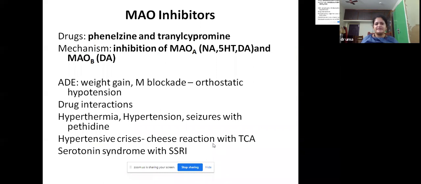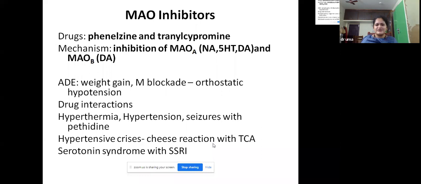And MAO inhibitors, the drugs phenelzine and tranylcypromine, inhibit both MAO-A and MAO-B. MAO-B inhibitors we see in Parkinsonism. Here they inhibit both. So MAO is involved in the degradation of noradrenaline, serotonin and dopamine. MAO-B is mainly involved in the degradation of dopamine.